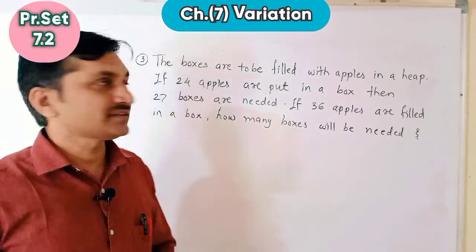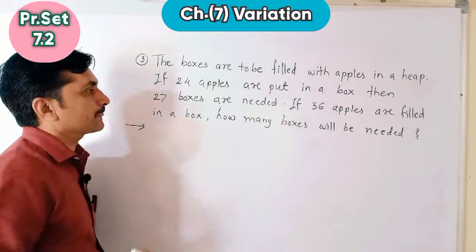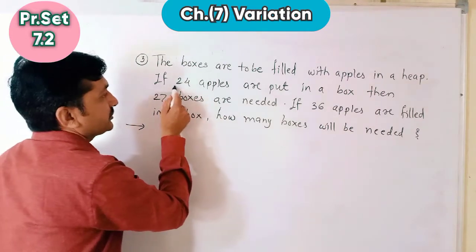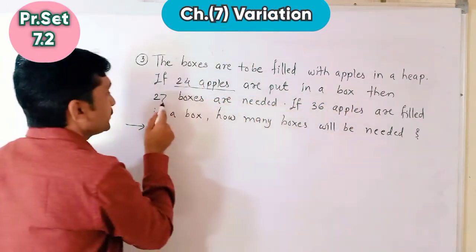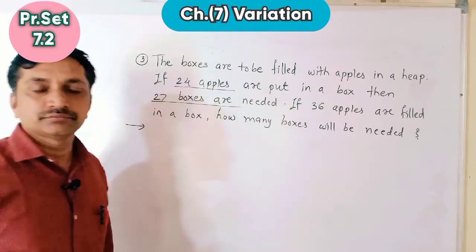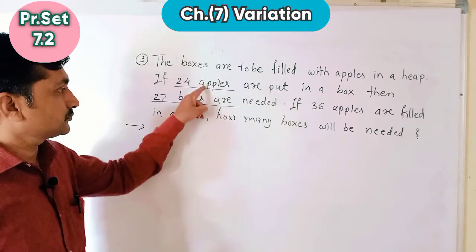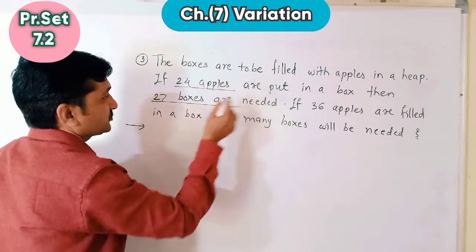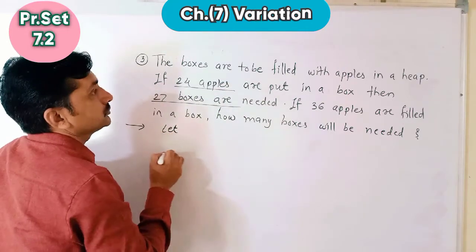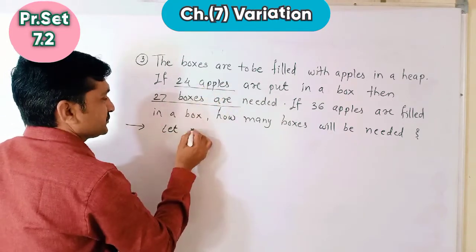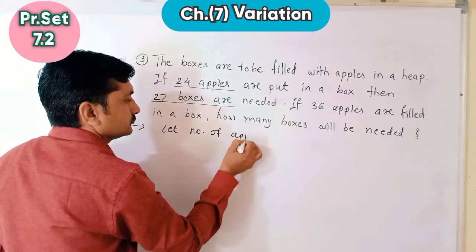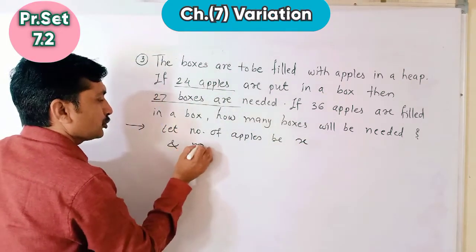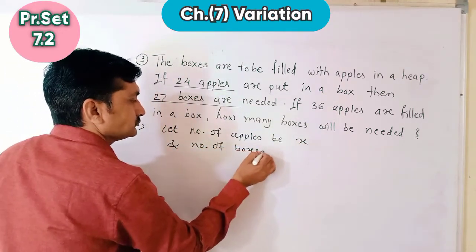Okay friends, now let's see example number 3. This is a word problem. The boxes are to be filled with apples in a heap. If 24 apples are put in a box, then 27 boxes are needed. Now given here, from these two values we have to find the constant k value. Then let the number of apples be x and the number of boxes be y.